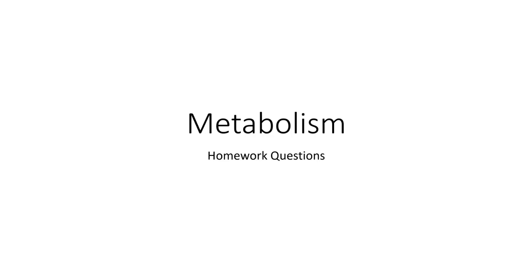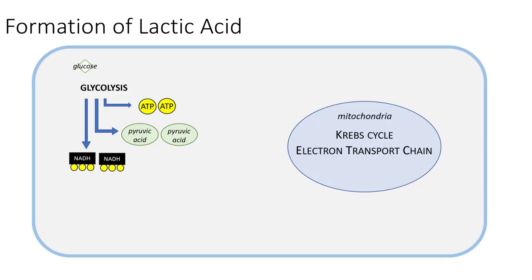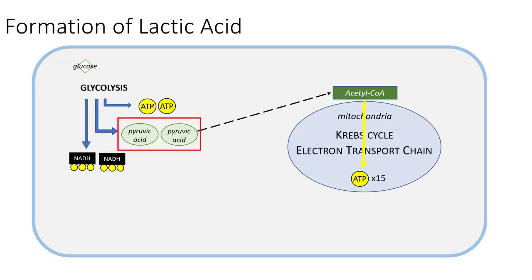We're going to go through some of the metabolism homework questions. For the formation of lactic acid, we'll start with glycolysis. Glycolysis in the cytosol of the cell makes some ATP, some NADH molecules, and pyruvic acid. Pyruvic acid becomes acetyl-CoA to enter the mitochondria and then go through the Krebs cycle and electron transport chain to ultimately form many, many more ATP.